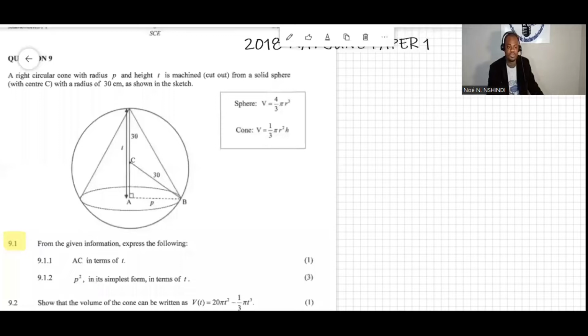Well, we have another question here, question 9. The question says that a right circular cone with radius p and height t is machined, cut out from a solid sphere with center C with a radius of 30 centimeters, as shown in the sketch. Now, question 9.1 says, from the given information, express the following.